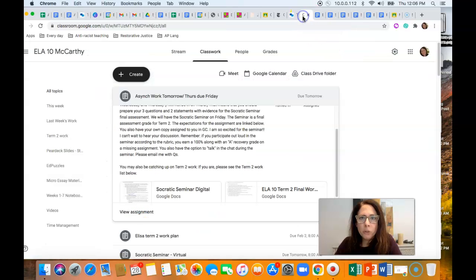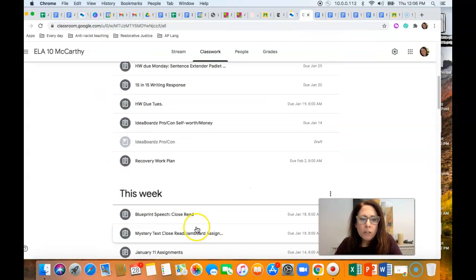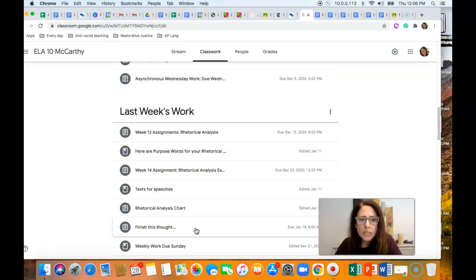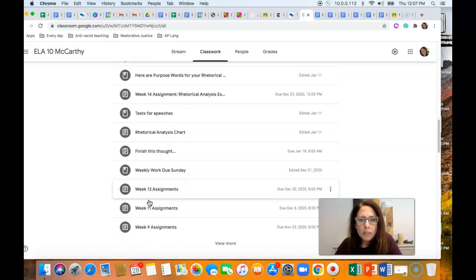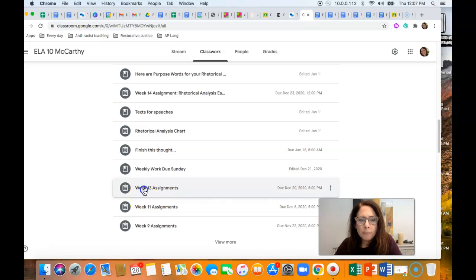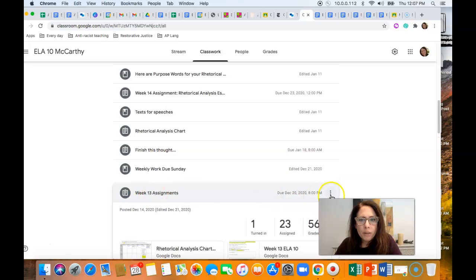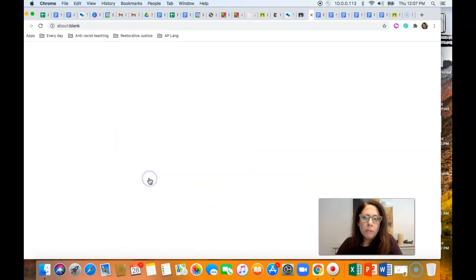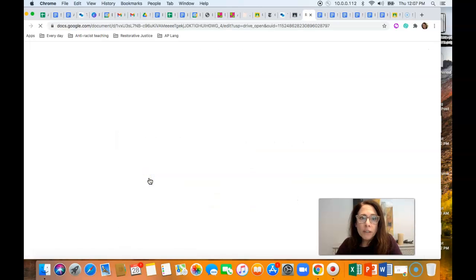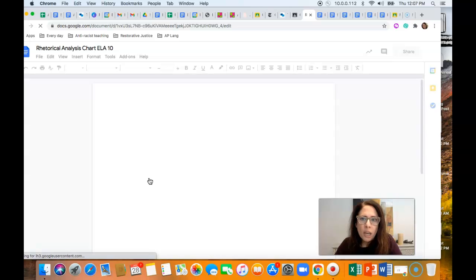So let me just, for people who are on that recovery plan, you want to go down to week 13, and here it is right here. Look at the one December 20th, right? And then you're going to click on this chart. So see how there's 4 different documents? These are all support documents. There's a video about the chart, just things in case you're lost and you need more information.